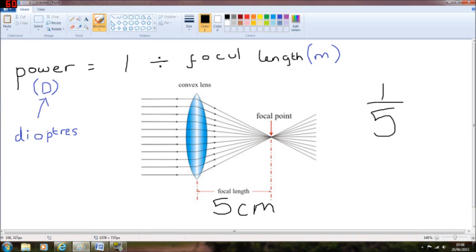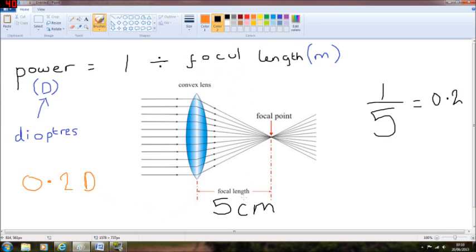And the D stands for dioptres. Not sure how to say that. Anyway, you always do 1 divided by the focal length, and this 1 is there always. So I did 1 divided by 5, and that equals 0.2. And remember, the unit for measuring the power is D, so we write 0.2 D, and that is the answer.